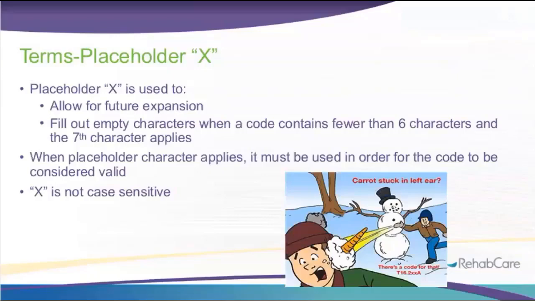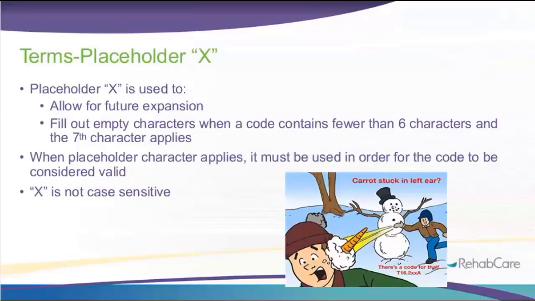So when you have a 7th character and it's required, sometimes there's not enough numbers to fill it out. So they actually put an X in as a placeholder. That X is in there to allow for more expansion in the future. It does fill out those empty characters when you have a code that has 6 characters and the 7th character applies. It has to be used in order for it to be considered a valid code, and it's not case sensitive. So when you put it in, it doesn't matter whether it's upper or lower case.